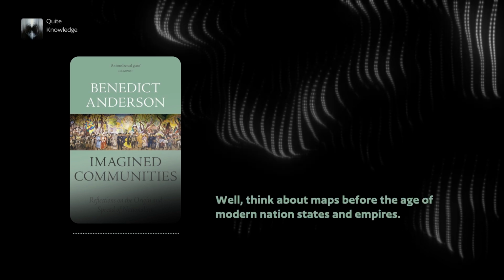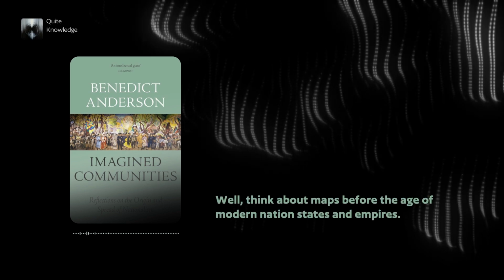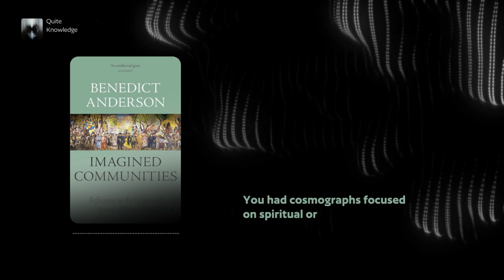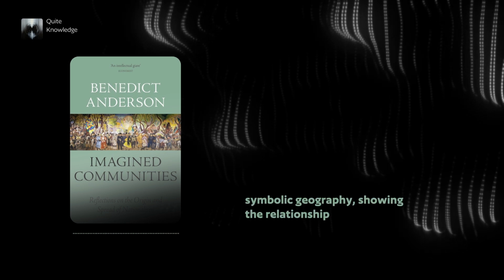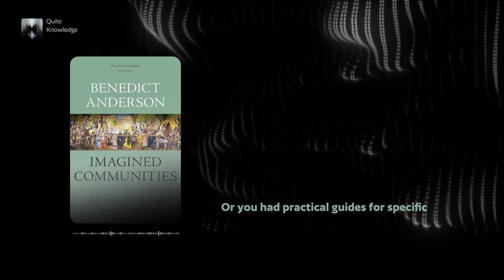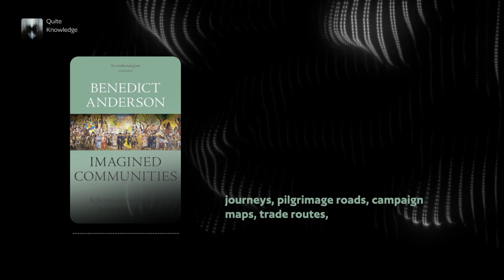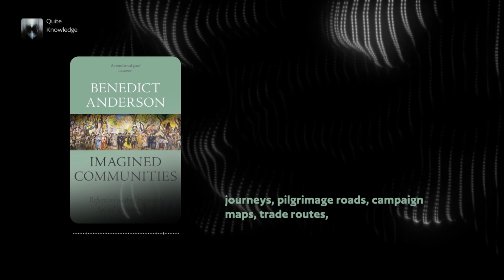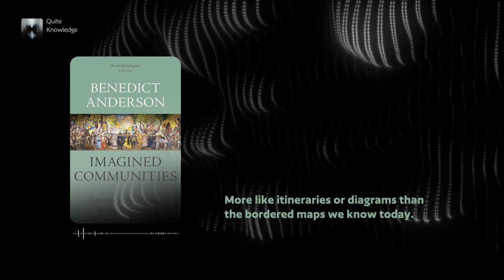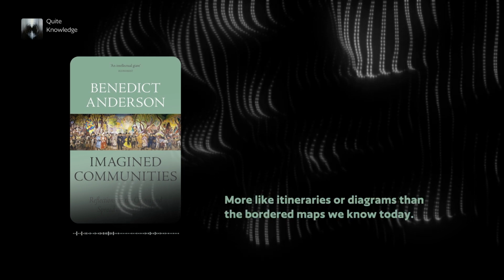Well, think about maps before the age of modern nation-states and empires. They were often quite different. You had cosmographs, focused on spiritual or symbolic geography, showing the relationship between the earthly realm and the heavens. Or you had practical guides for specific journeys, pilgrimage routes, campaign maps, trade routes, often without clear, fixed borders. More like itineraries or diagrams than the bordered maps we know today.